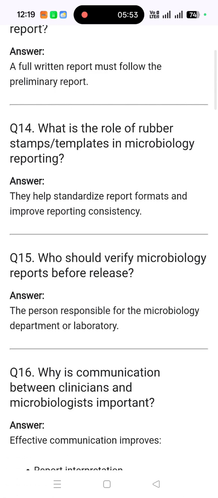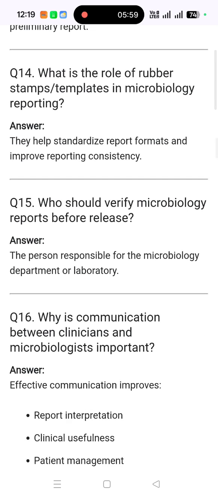What is the role of rubber stamp templates in microbiology reporting? They help standardize report formats and improve reporting consistency. Once you have written whatever you want to write one time, that can be reused again and again and it will remain the same. So this is going to maintain the consistency.